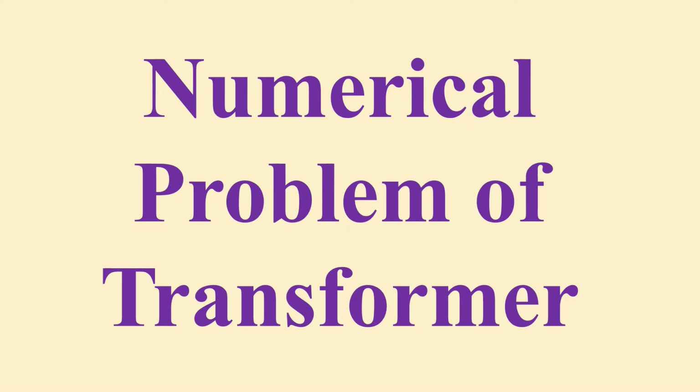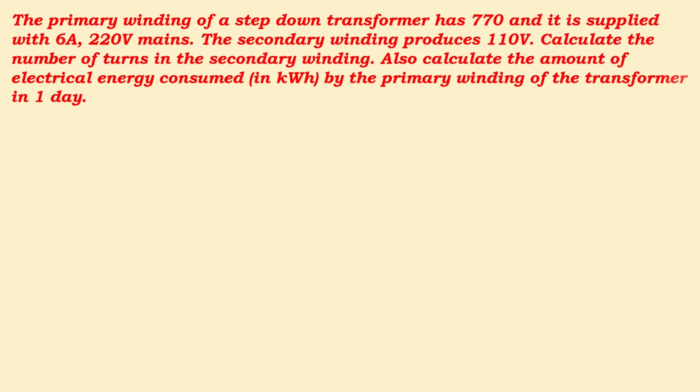I'm going to solve a numerical problem which is very different and it is related to transformer. Okay, what is the problem? Let's start. The problem is the primary winding of a step down transformer has 770 turns and it is supplied with 6 ampere 220 volt mains.